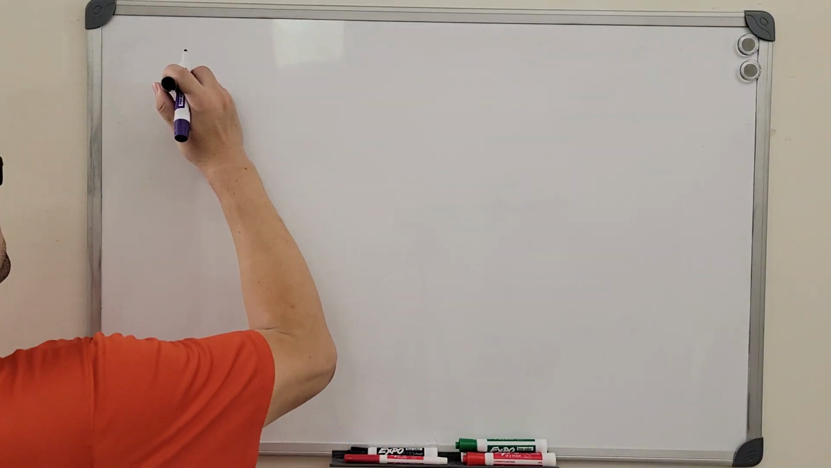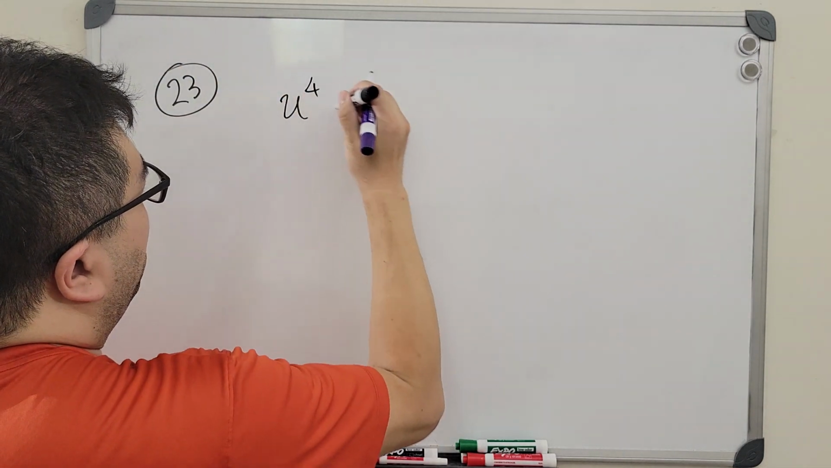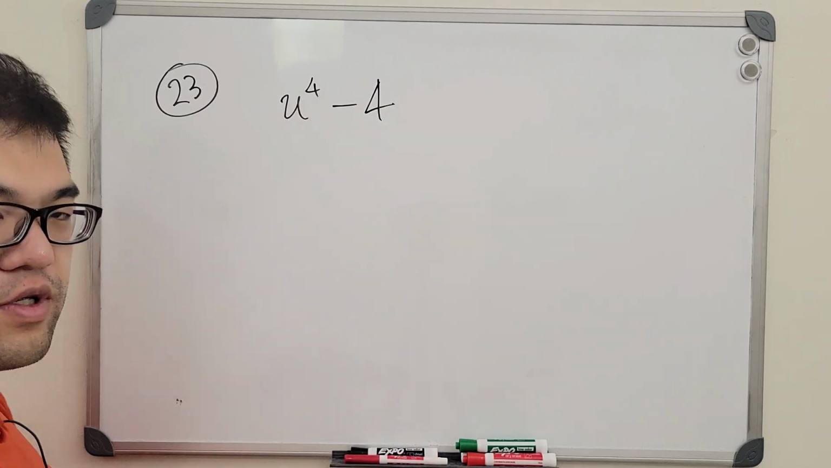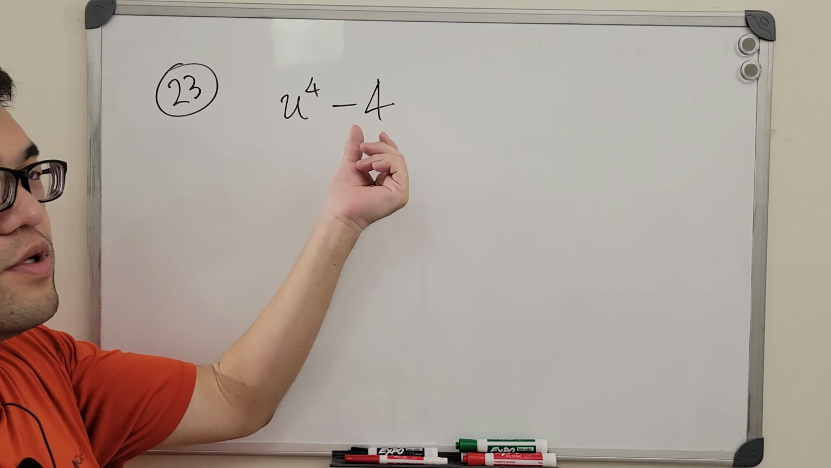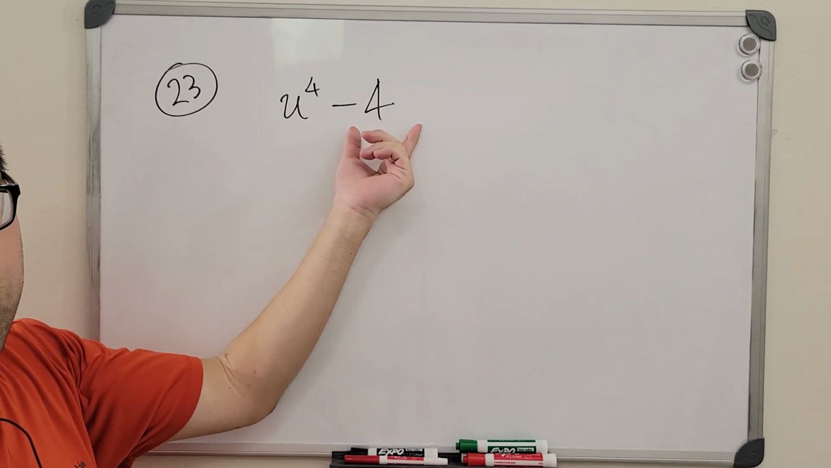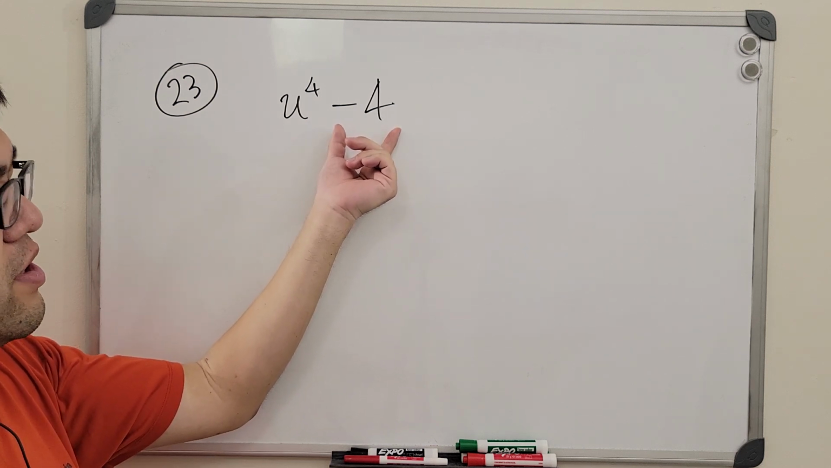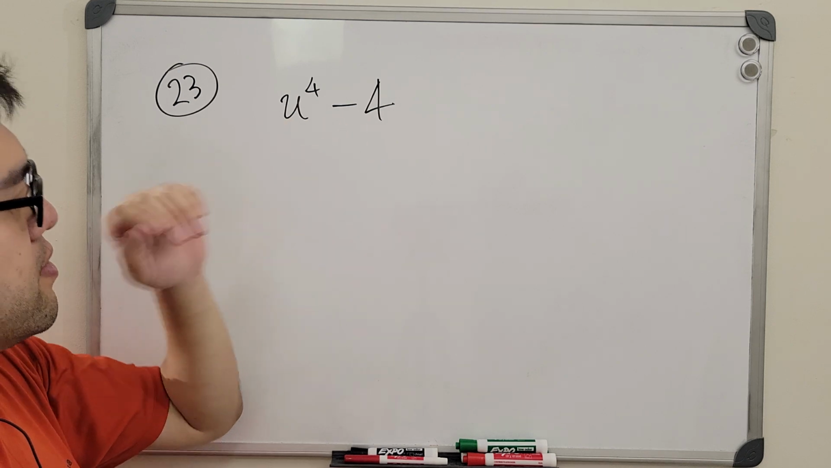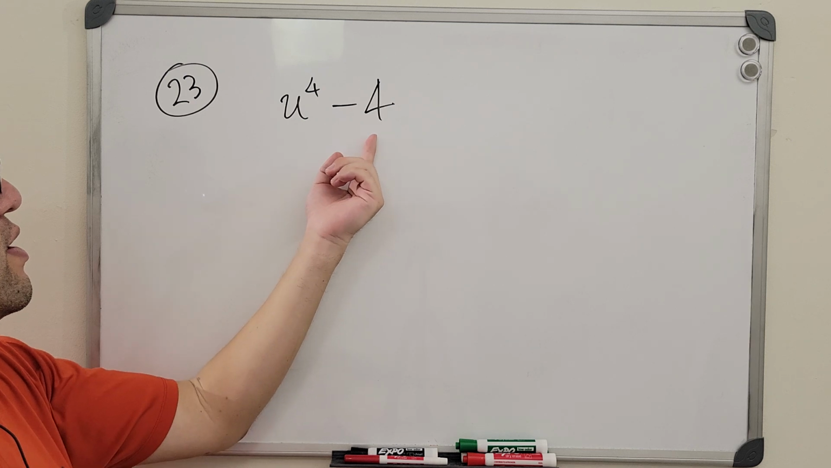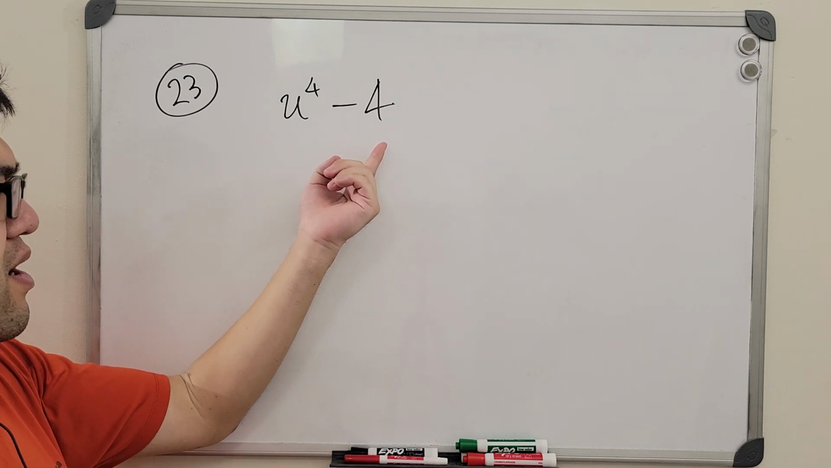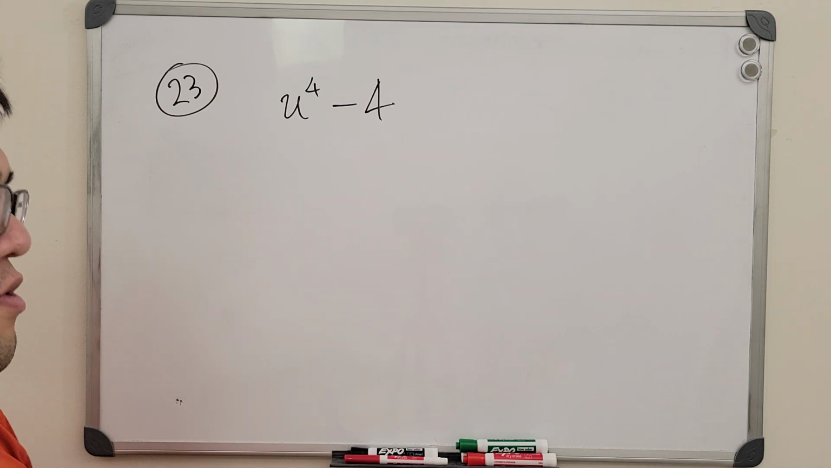Alright, good. So 23. We have u to the 4th power minus 4. So we see that we have a 4th power here, right? Then can we use the results from problem 21 to help us, so that we can skip all the steps if possible? Well, let's see. Is 4 a 4th power of a number, where the number is an integer?